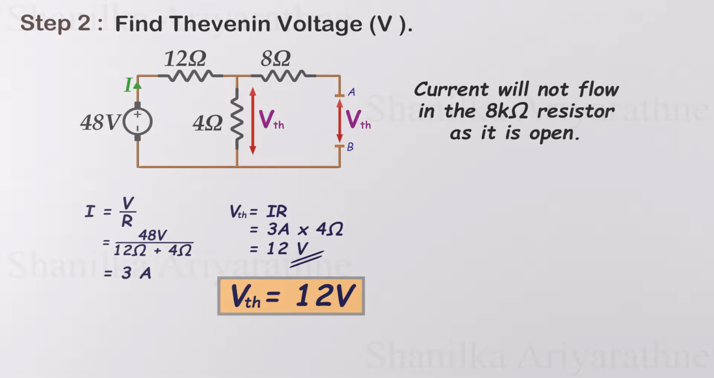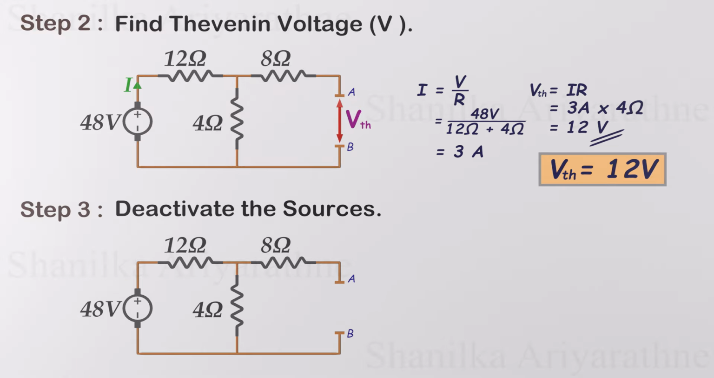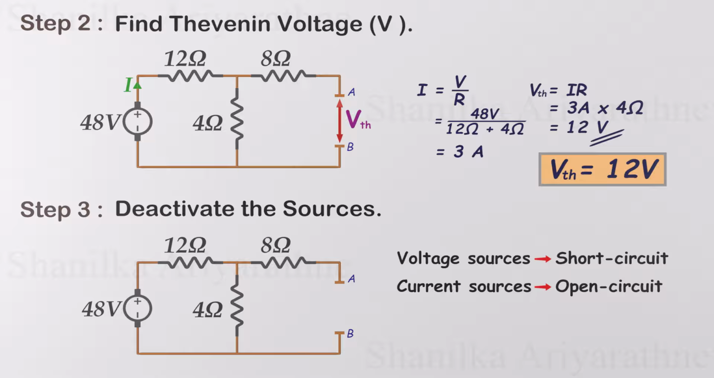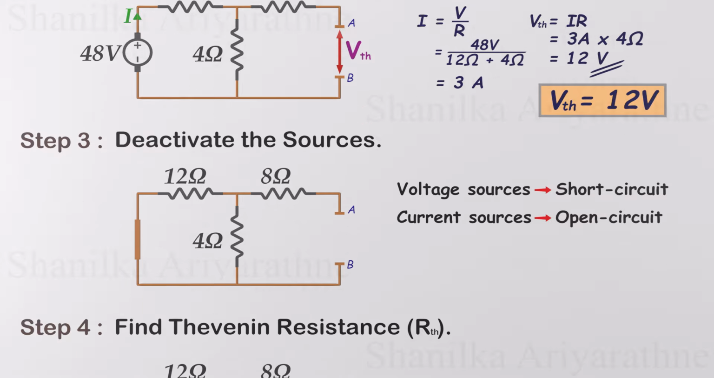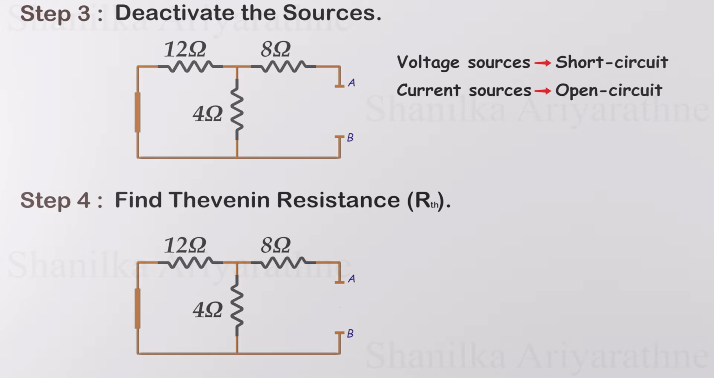Our next goal is to calculate the Thevenin's resistance. For that, we have to deactivate all sources. That means deactivate all independent voltage sources by shorting them, and deactivate all independent current sources by opening them. Here we only have a voltage source, so let's short it like this. After deactivating the sources, we can calculate the total equivalent resistance across the open load terminals. This is our Thevenin resistance.